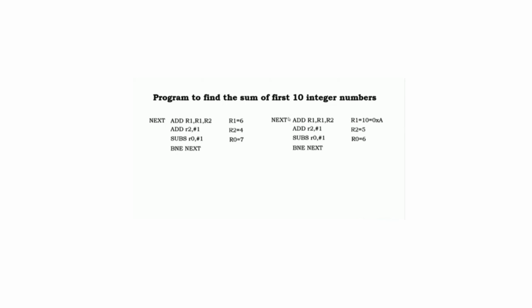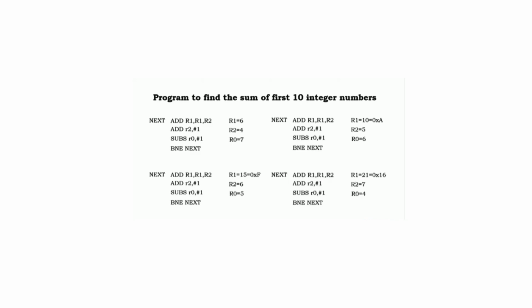So here we will add the previous values, that is A plus 5, 10 plus 5. 10 plus 5 is 15, that is equivalent to F in the hexadecimal number. So now we will add to the R2 value 1, that is we will increment the next integer, 5 plus 1, it will become 6. The counter will be reduced from 6 to 5. So now it is not equal to 0, again it will continue with the same loop.